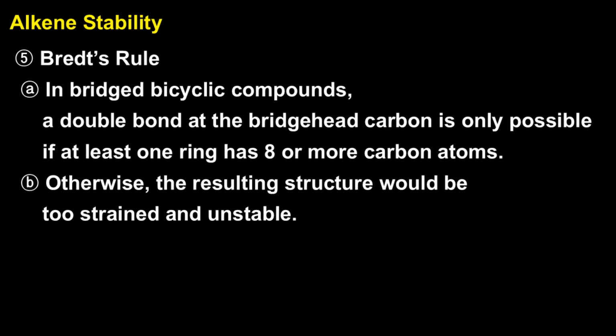So what does the rule say? You can't place a double bond at a bridgehead carbon unless the ring system is large enough, meaning at least one of the rings has 8 or more carbons. Smaller rings just can't achieve the flat geometry needed for a double bond. Forcing it causes too much strain, and the molecule becomes unstable or won't form at all. So Bredt's rule isn't just a rare exception. It's a real geometric limitation based on how much strain the ring can handle.